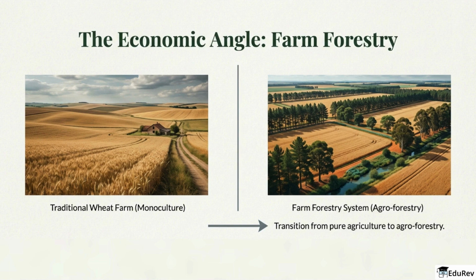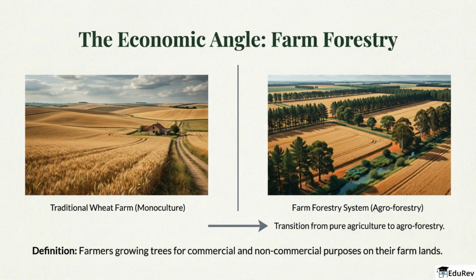And the definition you must retain is this. Farmers grow trees on their farmlands for both commercial and non-commercial purposes. Commercial means timber, fuel wood, pulp, or income support. Non-commercial means shade, soil protection, fodder, windbreaks, and ecological stability. So this is not forest inside a farm in a casual sense. It is a planned transition from pure agriculture to a mixed production system.